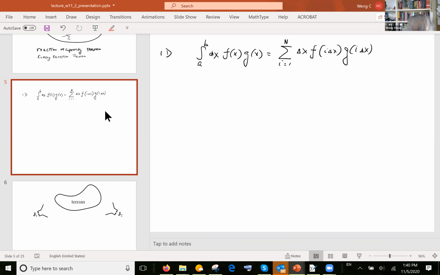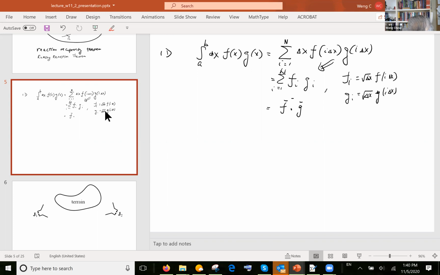So this is like taking a vector f sub i, dotting with g sub i, and then multiplying them together. You can define your f sub i to be square root of delta x, f of i delta x, for instance. And then you can define your g sub i to be square root of delta x, g of i delta x. And then you can convert this into something, and this is just a matrix inner product. So this is for a 1D integral. You can repeat this for 2D integrals and 3D integrals.